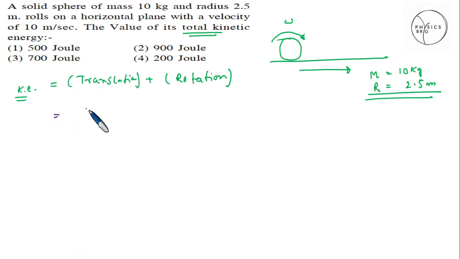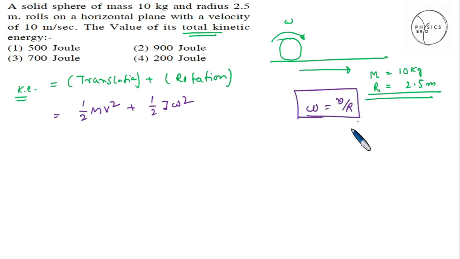Calculation will be there. Translation is half m v square plus half I into omega square. So what will be the result? Omega is v by r. This is a very important formula; though it looks very simple, it's an important formula. Half mv square plus half I, I am leaving I, and omega square gives us v square by r square.